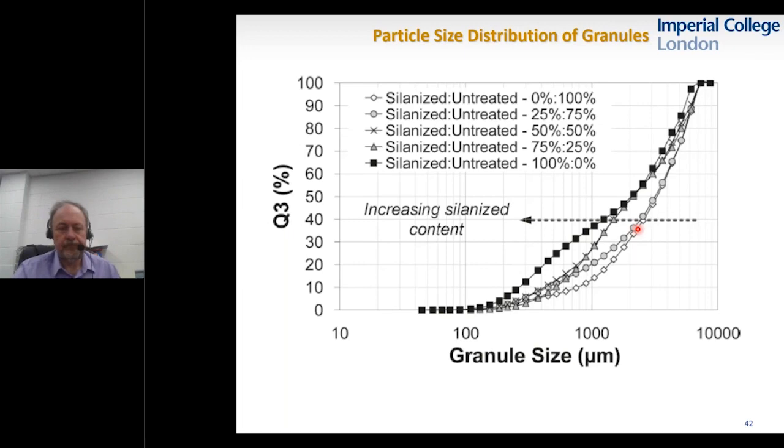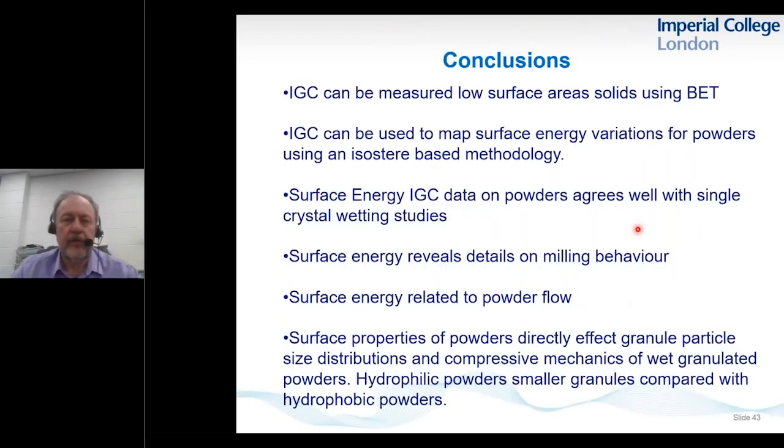So conclusions here: IGC can be used to measure surface energies of surface areas of low materials using the BET model. We can map surface energy variations of powders using an IGC-based approach. The IGC surface energies agree well with single crystal wetting studies. We can look at how the surface energy effects is related to milling behavior and the changes in the crystal facets that are present in a powder system.